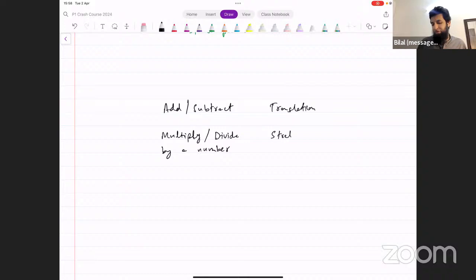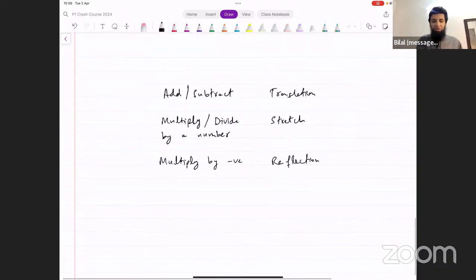You have a stretch. And then if you have multiplication by a negative sign, in that case, you have reflection. These are three transformations. Plus minus means translation. Multiplication by a number means stretch, and multiplication by negative sign means reflection.